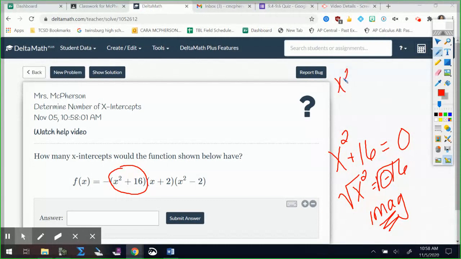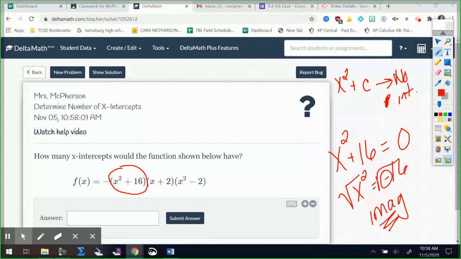Anytime you have an x squared plus any constant, I'm just going to use a c for constant, it will have no intercepts from that factor. No intercepts. Now, if you don't remember that, you can definitely graph it on your calculator and you will see there is no x-intercept that comes from that factor.